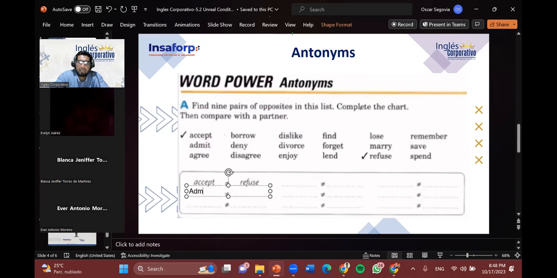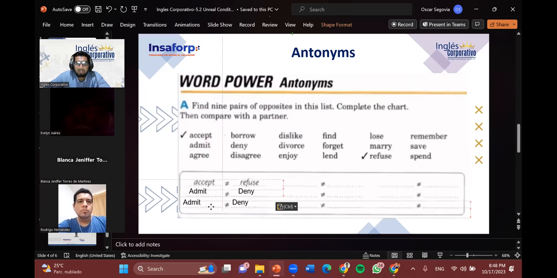We're going to start with admit. What would be the contrary to the word admit? Okay, deny. Deny. Very good. So for admit, it's deny. How about in the case of the word agree? That's an easy one. Disagree. Disagree. Mm-hmm. Disagree.